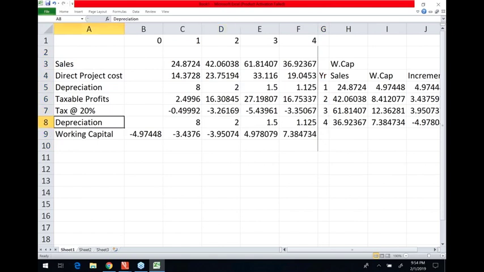Okay, so once we have working capital, then there is this investment. The investment is going to be 38, and at the end there is going to be a residual value of 4. Then we have the cash flows. I hope that I'm not missing out anything, and I hope that I'm clear to everybody.